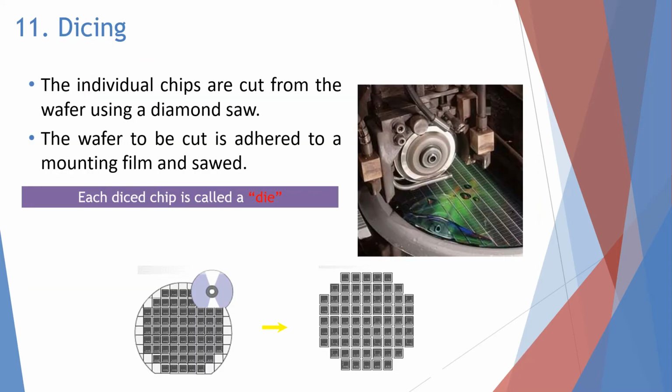Once the inspection is done, the individual chips are cut from the wafer using a diamond saw. This is the diamond saw, so it will cut through the wafer. The wafer to be cut is adhered to a mounting film and sawed. In order to protect the parts, they will use the mounting film. Each diced chip is called a die. So this one small thing is called a die.